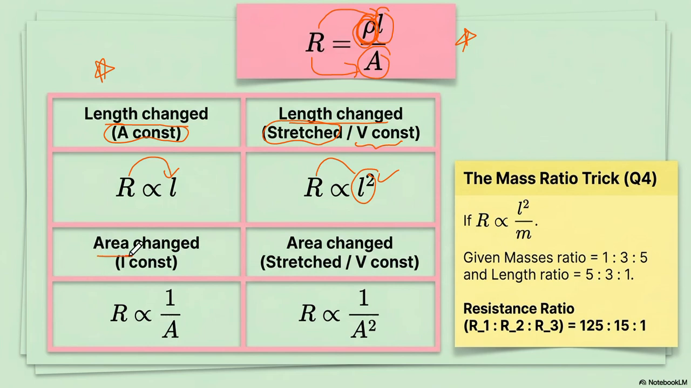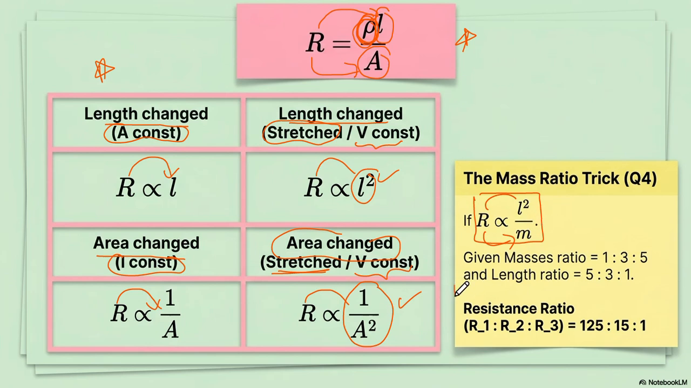The next part is if area is changed and length is constant, then resistance is proportional to 1 by area. But if area is changed, like by stretching, and volume remains the same, then resistance is proportional to 1 upon area square. Okay, this is the very important thing. And one more thing, the resistance is directly proportional to the length square, and with mass it has an inverse relation.